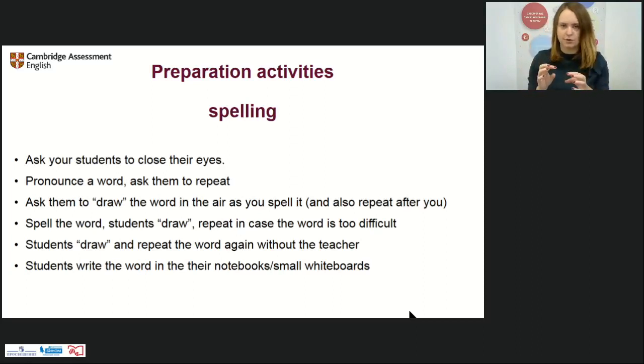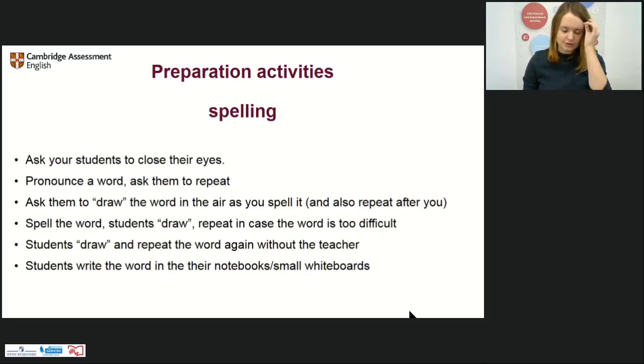So a lot of things involved at the same time, I know, but it's easier than it seems. Then they repeat the word without the teacher, and then they have to write it down. If the word is too difficult, you can ask them to do it several times. And this is exactly what we are going to try now. So I would like you first to close your eyes and listen to me and repeat after me.